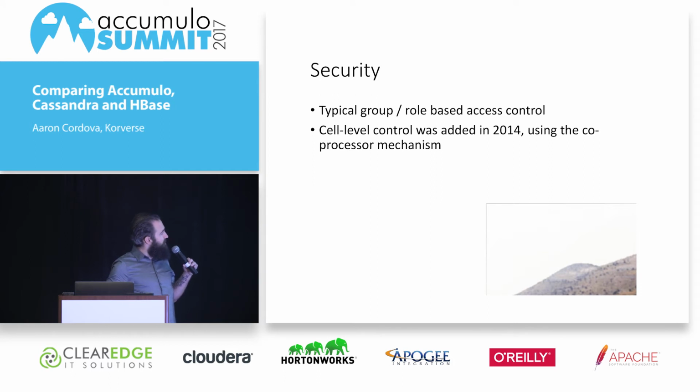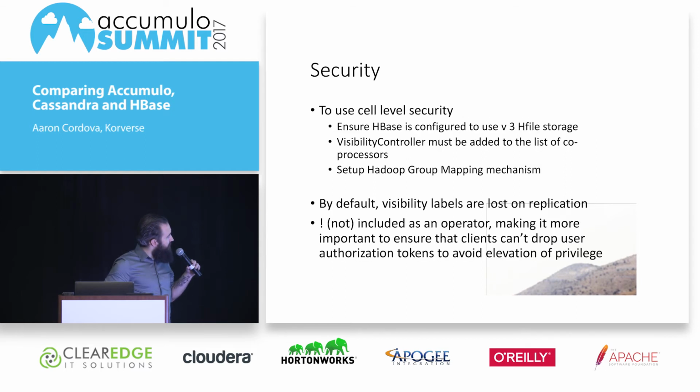Security, typical group role-based access control. They did add cell-level access control in 2014, and it relies on something called a coprocessor, which is kind of like the analogy to Accumulo's iterators, except it's outside the memory space of the tablet server. To use it, you got to turn on version 3 HFile storage. So it's not turned on by default, first thing. The visibility controller has to be added to the list of coprocessors, and you have to use a Hadoop group mapping mechanism. There's no built-in way to manage groups in HBase.